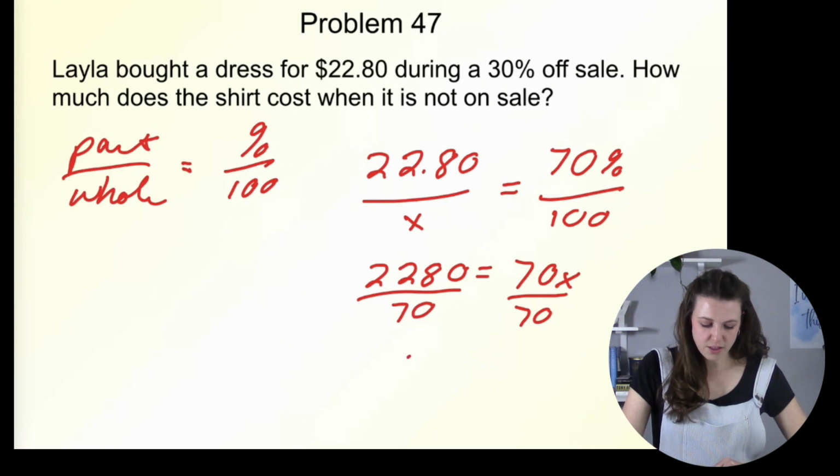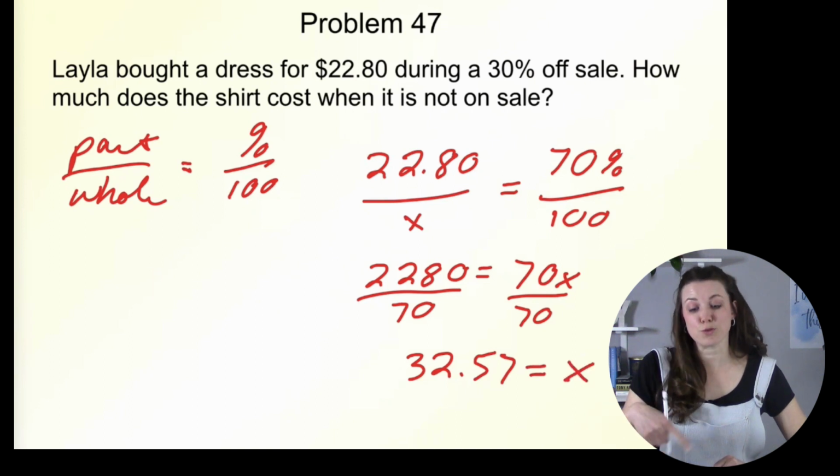And I get 3257 equals x. That's how much her dress was when it was not on sale.